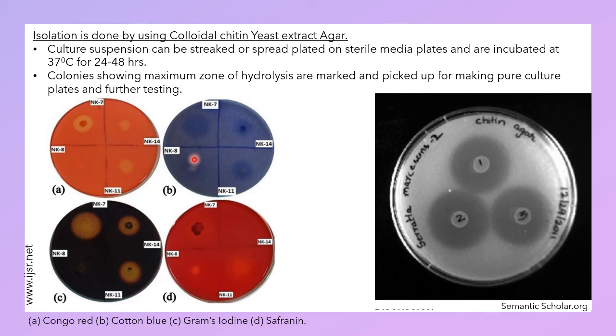The colonies showing maximum zone of hydrolysis are marked and picked up for making pure culture plates and further testing. When you get such results, you just pick that colony for further testing or for making your master plates, because now you have very good results and you need to keep your bacterial culture safe. Safe means it should have minimum or no contamination at all, because you need to go further for testing and identification. So you need to make master plates.